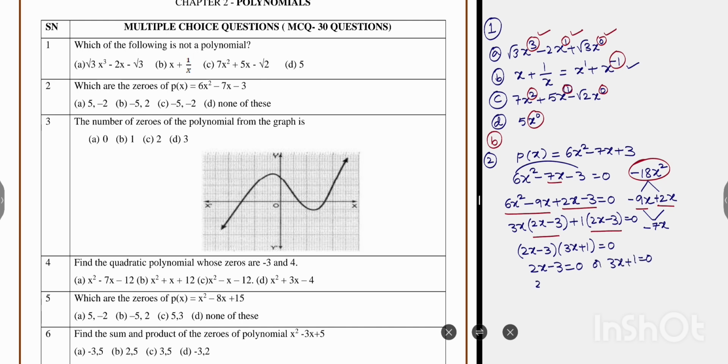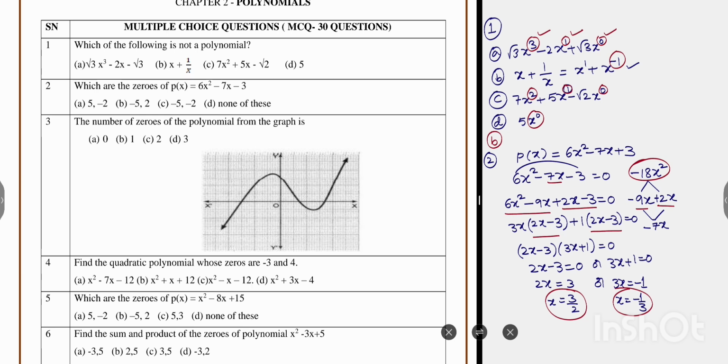So from this we get 2x is equal to 3, which means x is equal to 3 by 2 is one zero, and the other one, 3x is equal to minus 1, so x is equal to minus 1 by 3. So these are the two zeros of the polynomial.